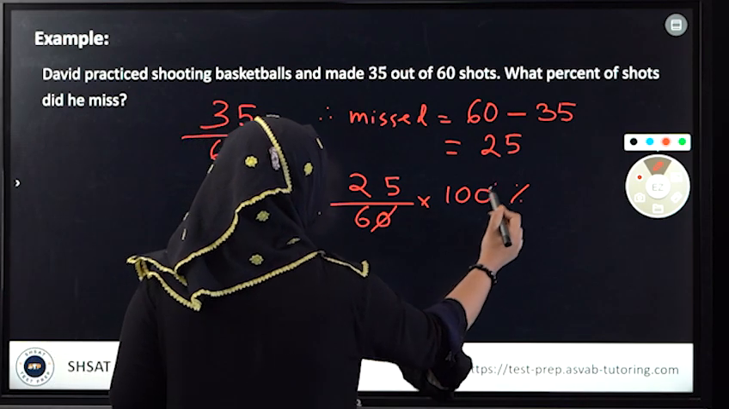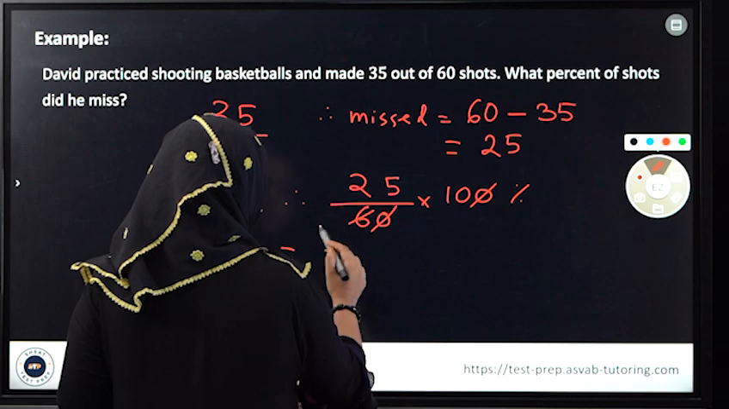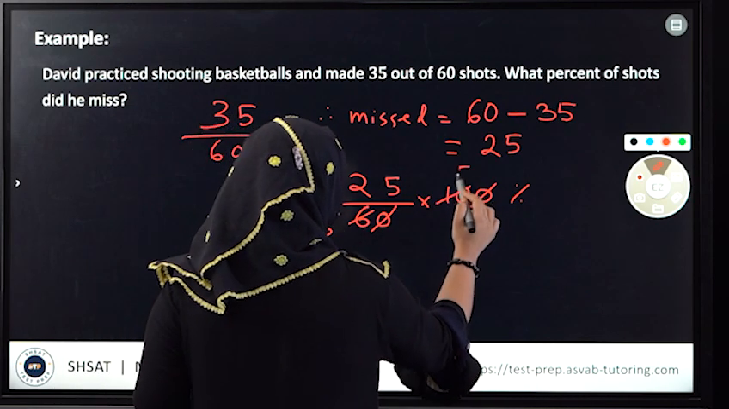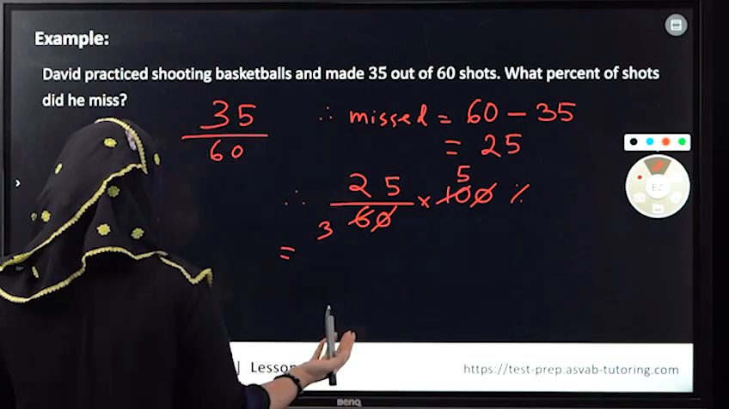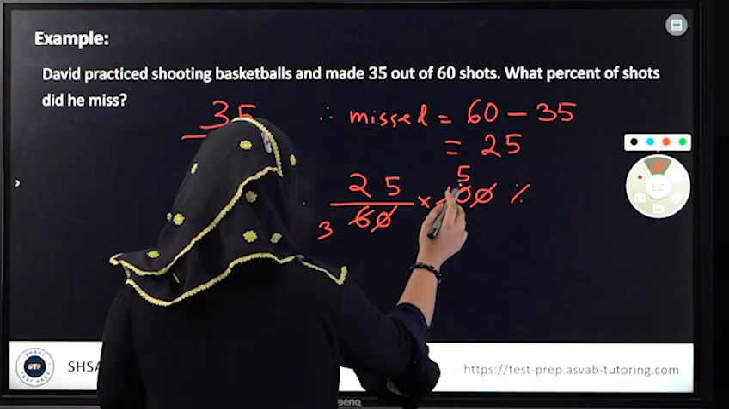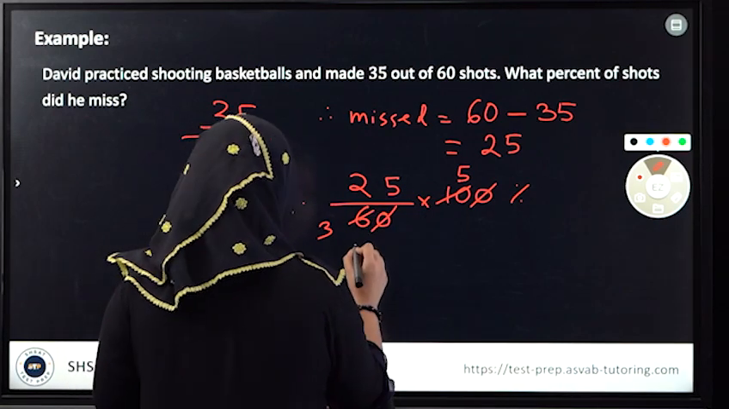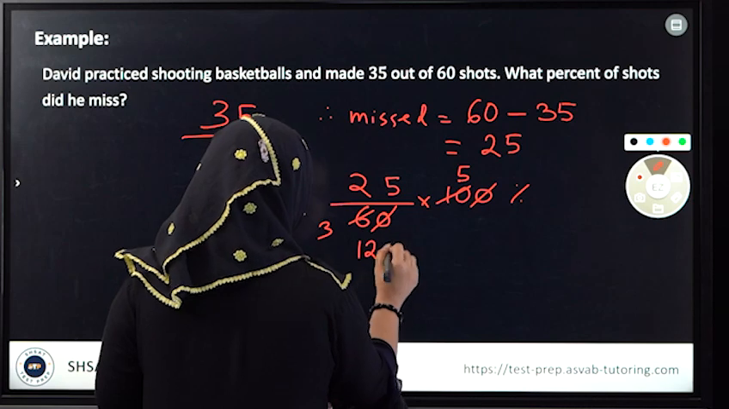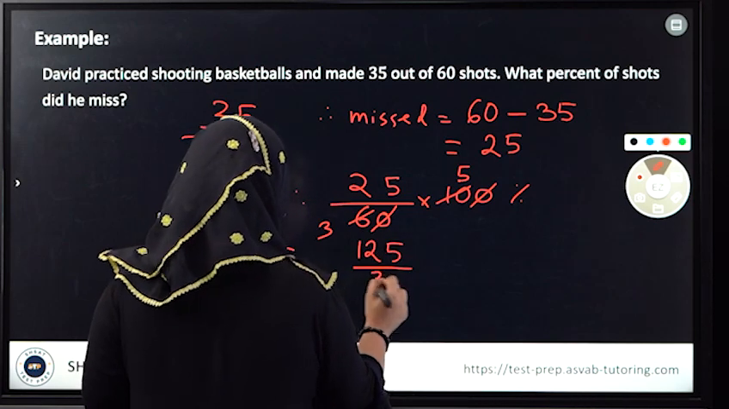Let's now simplify it like this. The 0 and the 0, 2 times 3, 2 times 5. We cannot simplify any further. So that gives us 25 times 5, which is 125 over 3.